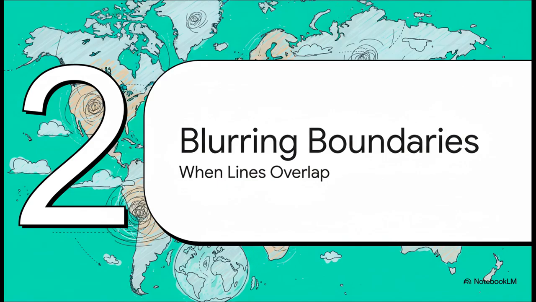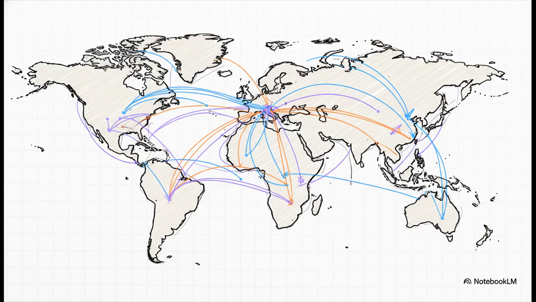Okay, Section 2, Blurring the Boundaries. We've got the basic rules down. Now let's get ready to break them. This is where things get really fun and, frankly, a lot more realistic. So remember that simple seven-continent map we talked about? It's a great starting point for sure, but it just can't capture the whole picture. The world's just messy. It's way too complex for such neat little boxes.